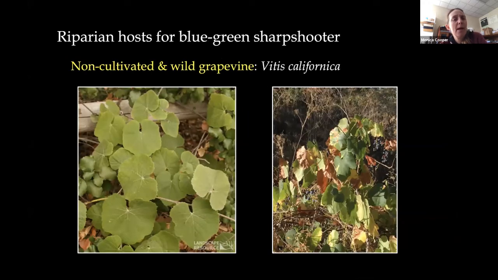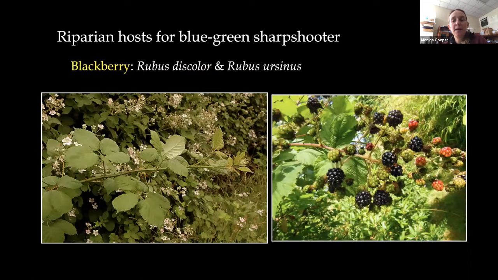Some of the hosts that are important include any non-cultivated or escaped grapevines, as well as our wild grapevine species, Vitis californica. This photograph here was taken of a riparian vine in Napa, and you can see the leaf scorch here almost looks like it could be Pierce's disease symptoms. Blackberry is another very common host for blue-green sharpshooter.